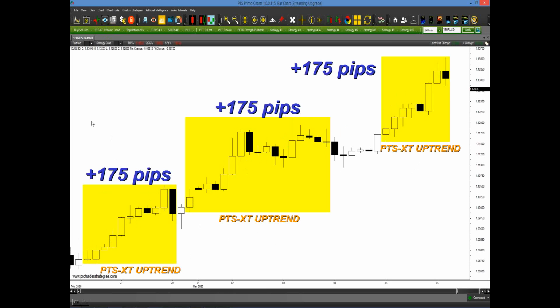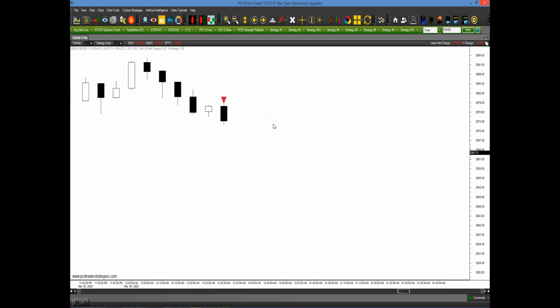potentially 175. If you wanted to use one of our strategies for trading the euro dollar, look at all the buy signals that were generated that you could have potentially taken advantage of. Now that's on the euro dollar. Let's look at the way I trade it.